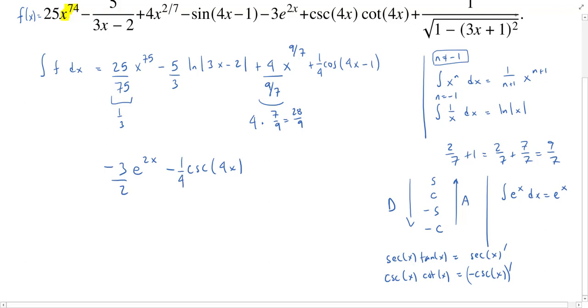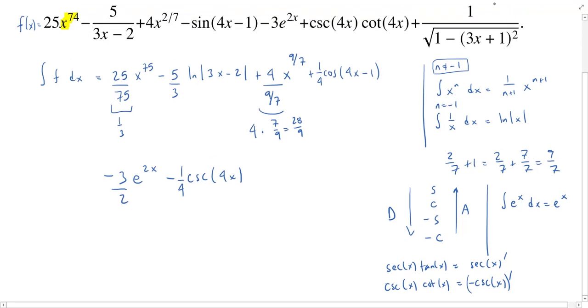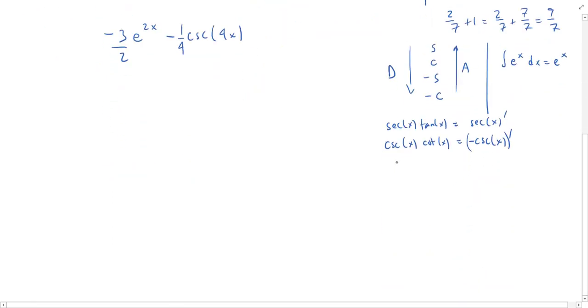All right, we're down to the very last one. This last one, oh my goodness, what an interesting looking function. All right, well, if you happen to know your derivatives for inverse trigonometric functions, then this should look reasonably familiar. So let's move down a little bit. If you have the arc sine of x and you take its derivative, this is 1 over the square root of 1 minus x squared.